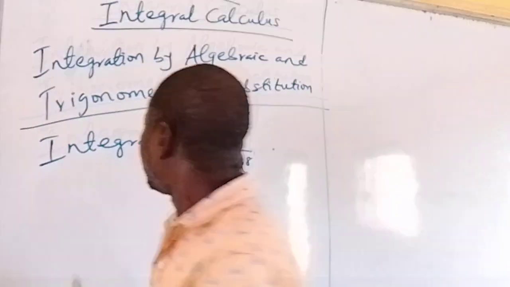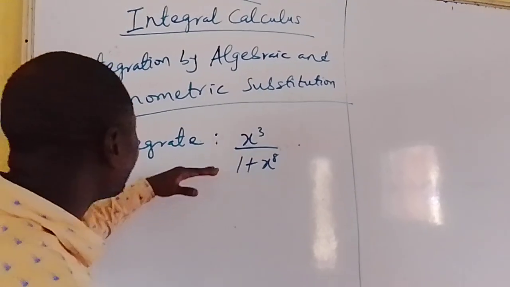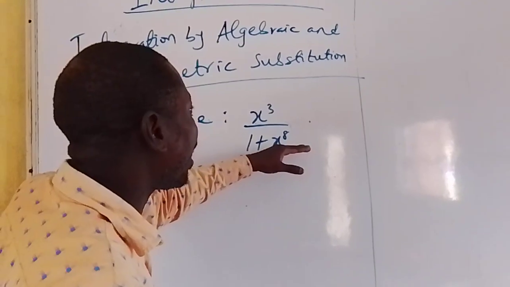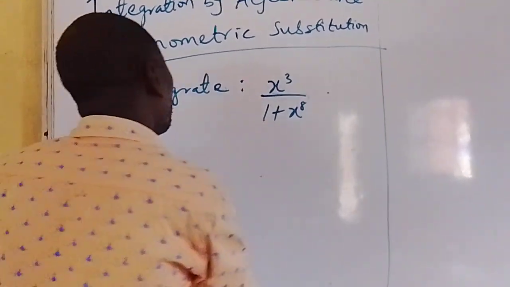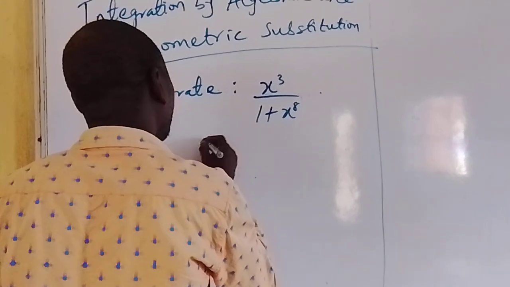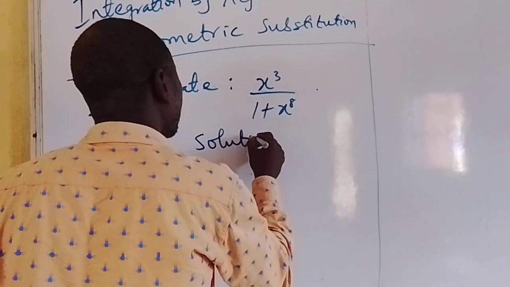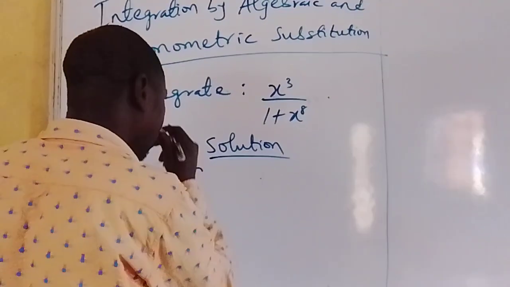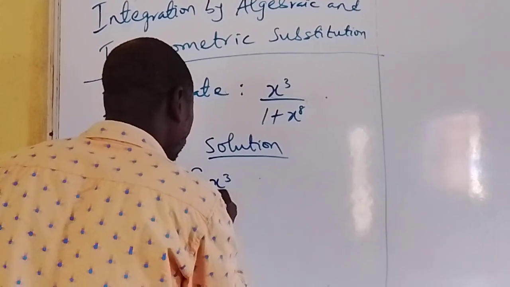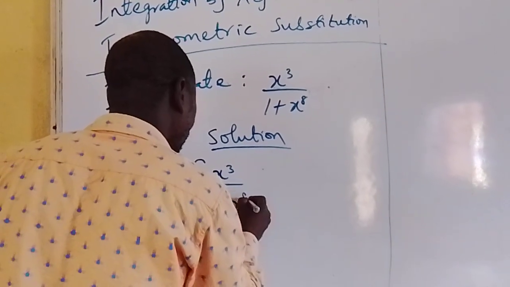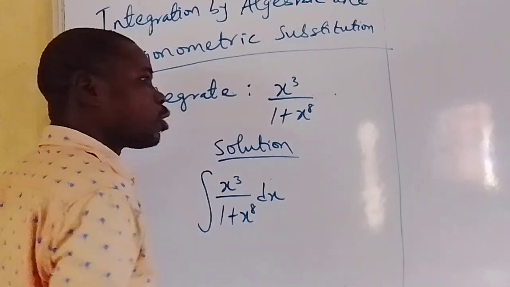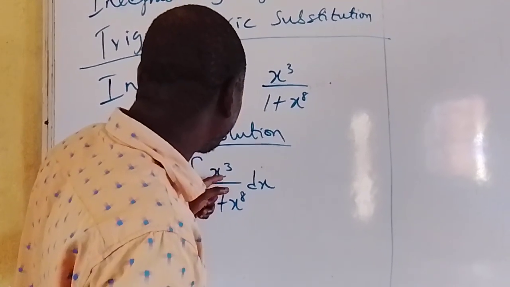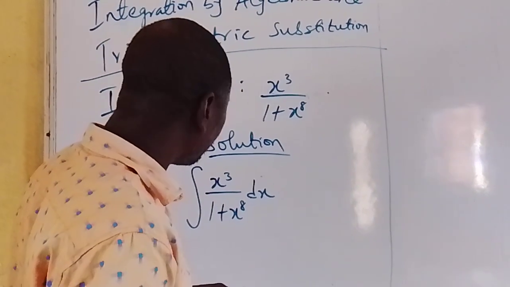So now the question goes thus: integrate x cubed over 1 plus x raised to power 8. Whenever we have to integrate this type of function, we introduce an integral sign: the integral of x cubed over 1 plus x raised to power 8, dx. When you see this type of integral, what comes to mind is how we are going to eliminate x and turn it to another variable.